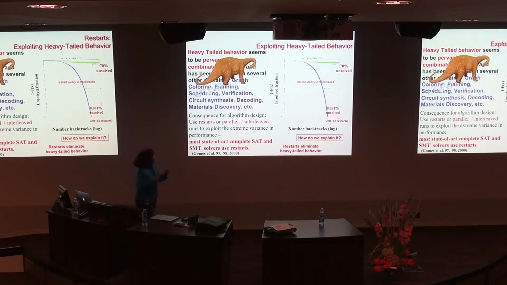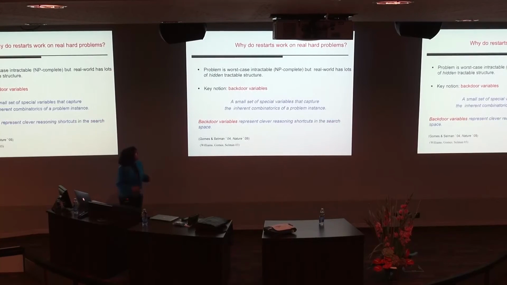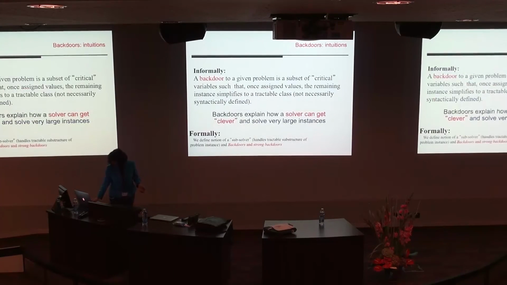So how can we explain this huge variance? The same instance sometimes has very short runs or very long runs. To try to explain that, after several models, we came up with the notion of backdoors. I'm not going to go into the details, but the idea is that these are small sets of variables that encapsulate the combinatorics of your problem. So if you are lucky and you find these little nuggets, you can instantiate them, and then your problem is solved just with propagation, and complexity goes away.